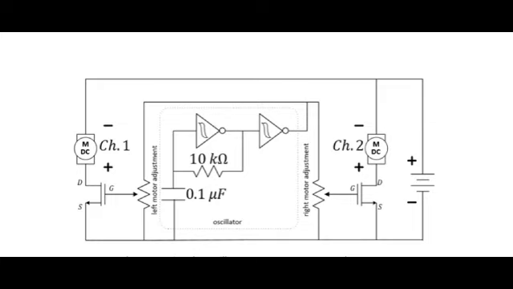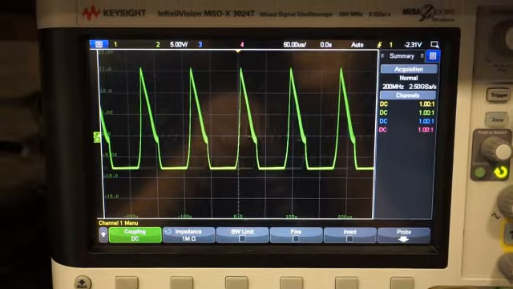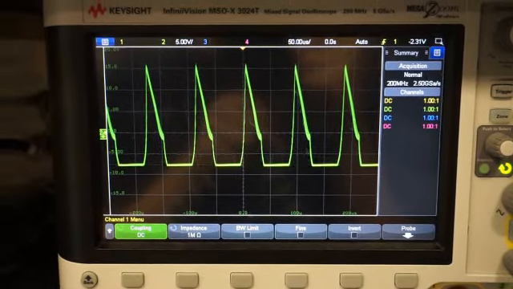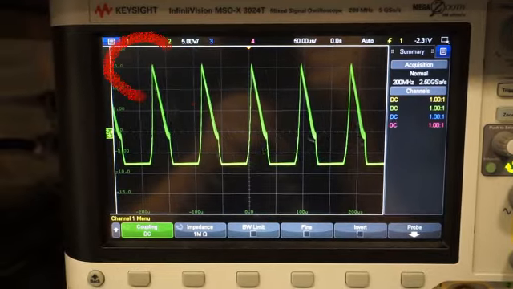To measure across each motor simultaneously, we'll need to connect both black probes to the power rail, since the opposite sides of the motor do not share a common node. You may be surprised to see that not only is the voltage across the motor not a square wave, but its maximum voltage exceeds that of the battery.